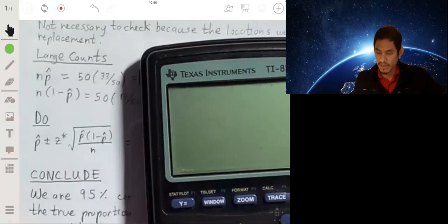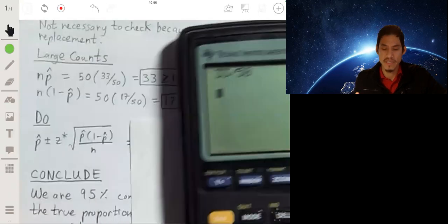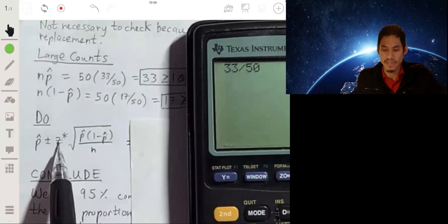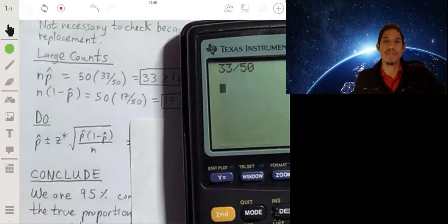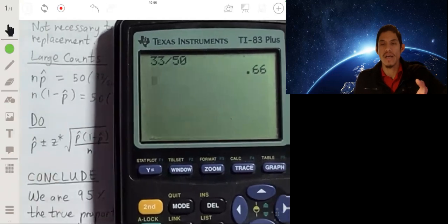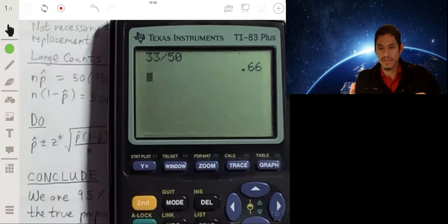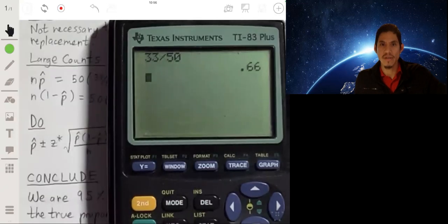Our p hat is going to be 33 over 50, which is 0.66. So we're going to have 0.66 plus or minus our z star. Now, remember, our z star is our critical value, and we're trying to estimate this with 95% confidence. So we're essentially trying to find the z values on the normal curve where there's 2.5% to the left and 2.5% to the right.